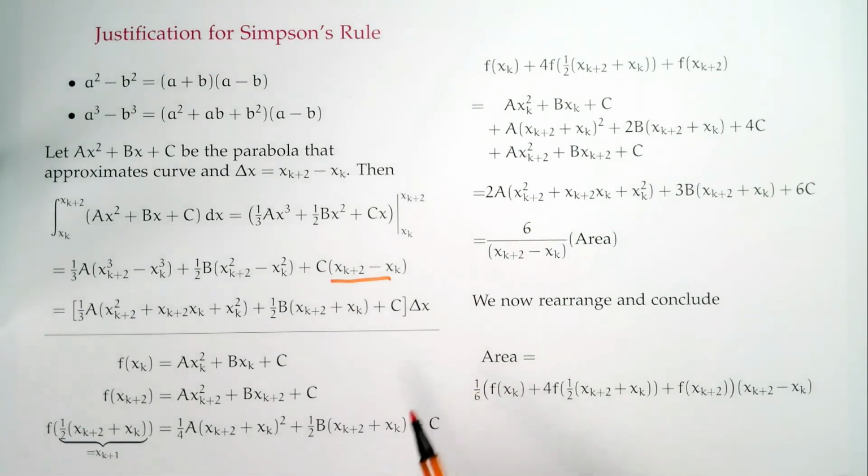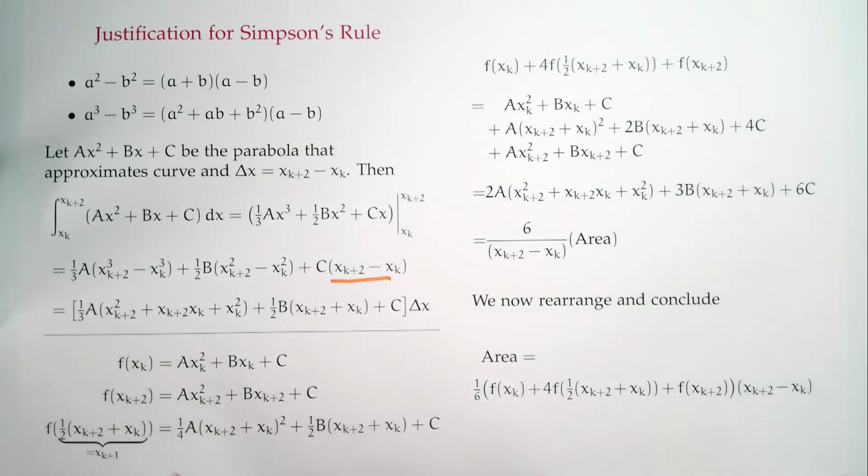All right. Now the other thing to note is if I have f of xk and I plug it in, I get that expression. If I have f of xk plus 2 and plug it in, that's what I would get. And if I plugged in the midpoint, well, halfway between xk and xk plus 2 is xk plus 1. So xk plus 1 is 1/2 of these two. And if you plug it in and work it out, you get that expression. No big surprise.